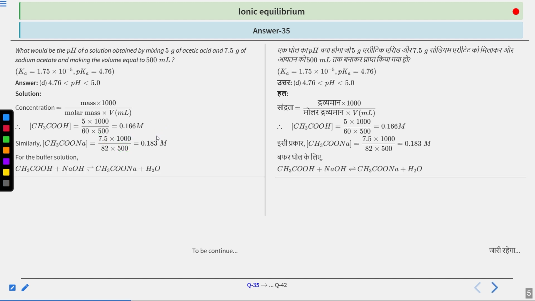Now how will we calculate the buffer? How would this salt have been formed? It would be by the reaction of sodium hydroxide, taking one possibility, with acetic acid. That would give us sodium acetate and water.